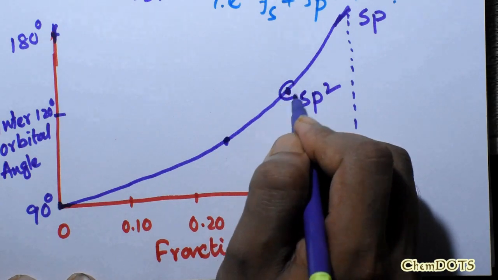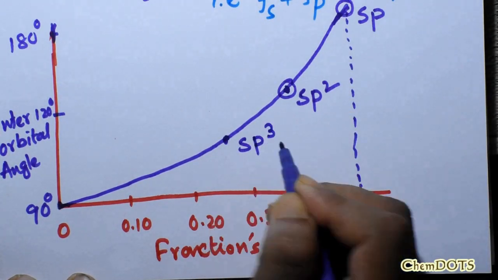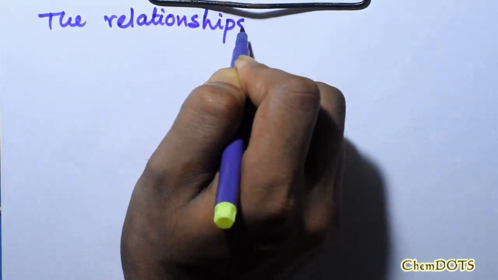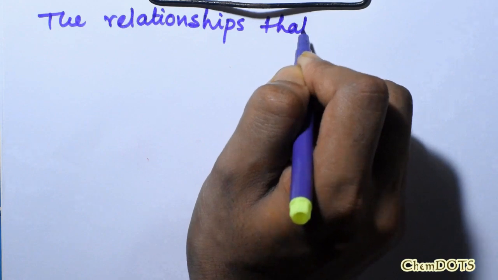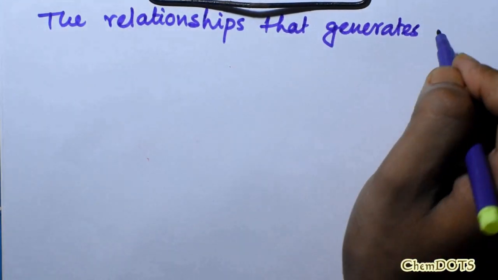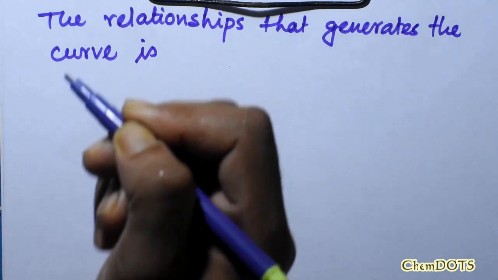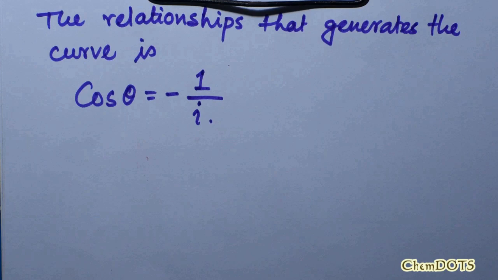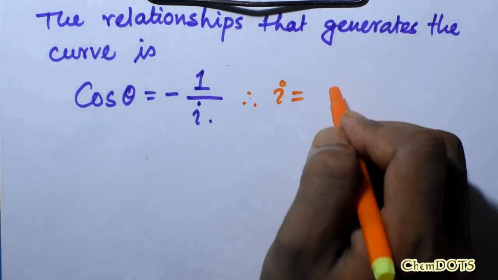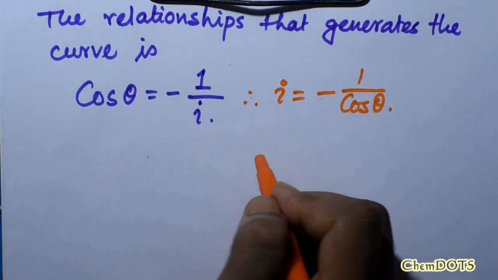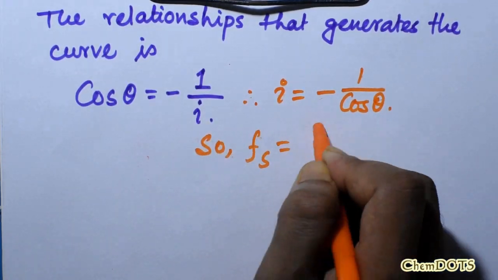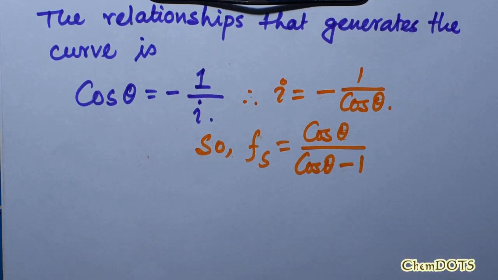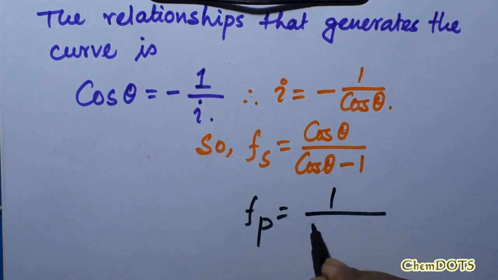Now if the hybridization is sp3, the fraction will be 0.25 and the bond angle will be 109.5 degrees. Now let's see the relationships that generate that curve. The relationship which generates that curve is cos theta equal to minus 1 by I. Here theta is the interorbital angle and I is the hybridization index. So I equal to minus 1 by cos theta. The percentage of S character is equal to cos theta by cos theta minus 1, and the percentage of P character is 1 by 1 minus cos theta.